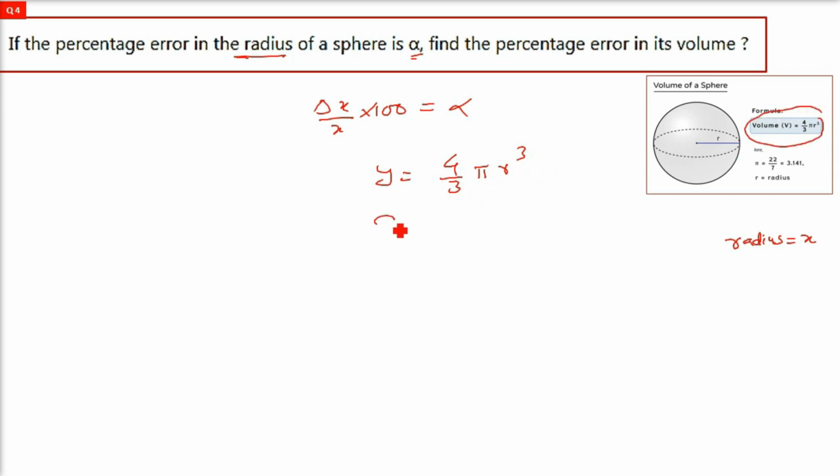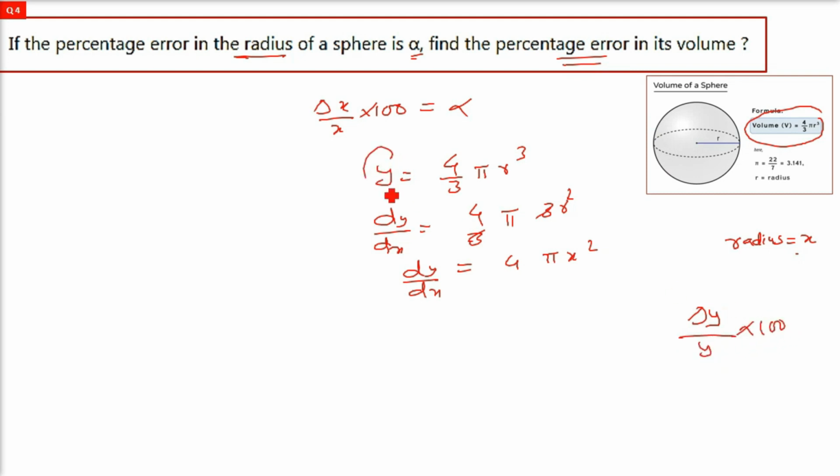So differentiation of dy by dx, that is the differentiation of y, is going to be 4 by 3 pi 3r square, or 3x square you can call. 3 gets cancelled, 4 pi r square or 4 pi x square. So I'm writing it as 4 pi x square, dy by dx. So we have to find out delta y by y into 100. That is, the percentage error in its volume is going to be delta y by y into 100. So volume we have taken as y. It's the same thing. Y and v we are using interchangeably.